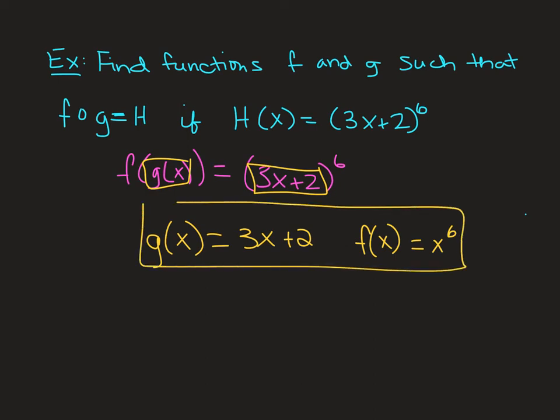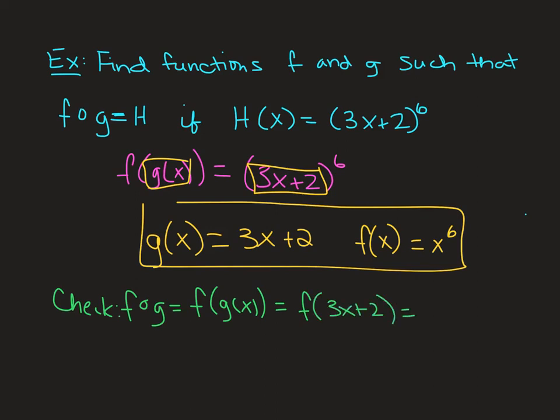Let's go back and double check just to make sure everything's right. Let's check to make sure that f of g is actually equal to what we started with. Again, this is our checking, by the way. We said that g was 3x plus 2. If we plug that into our f function right here, we get (3x plus 2) to the 6th power. So it does check out. That is what we started with. That's really all that you have to do on this problem.